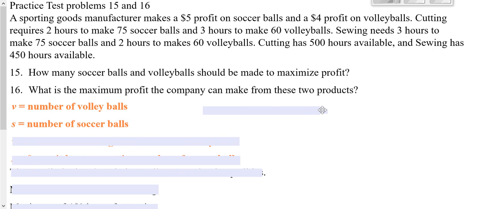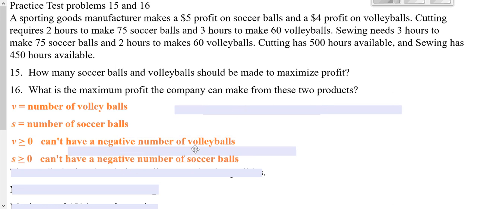Now, some of you may not want to use S because your S's look too much like 5s. But so that my variables tie into what they're representing, I'm choosing to use S and V. Now, for two of our inequalities, we're going to have V greater than or equal to 0 because we can't have a negative number of volleyballs. And then similarly for S, S has to be greater than or equal to 0.